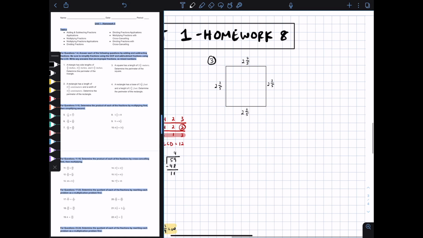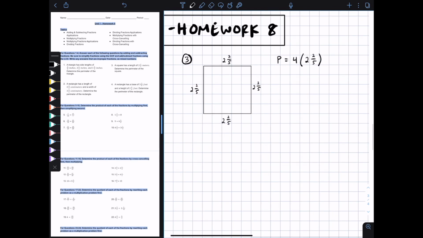Or you could just take 2 2/5 and multiply it by 4. So I think that's what I'm going to do. I'm going to say we have 4 multiplied by 2 2/5. Again, feel free to add 4 of them if you would like, but I'm going to multiply. Okay, so 4 as a fraction is 4 over 1, and 2 2/5: 2 times 5 is 10, plus the 2 is going to be 12, so that's going to be 12 over 5.